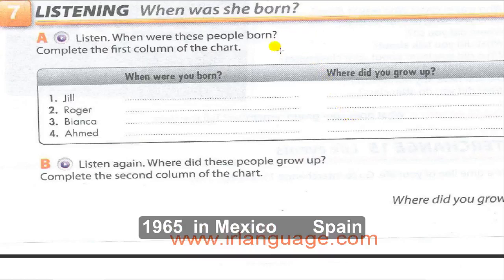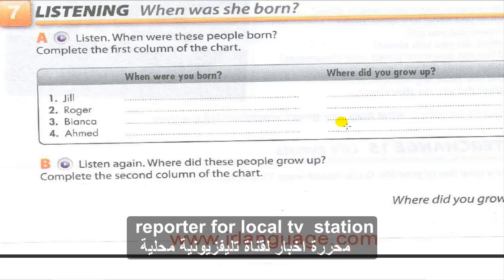Bianca, when was she born? Bianca was born in 1965. Where was she born? She was born in Mexico, but where did she grow up? She grew up in Spain. So Bianca, 1965, Spain. She works for a local TV station as a television host, a television reporter. She works as a reporter.